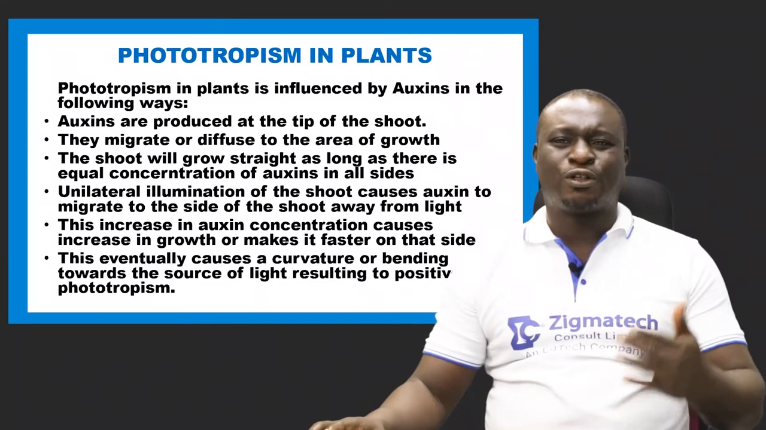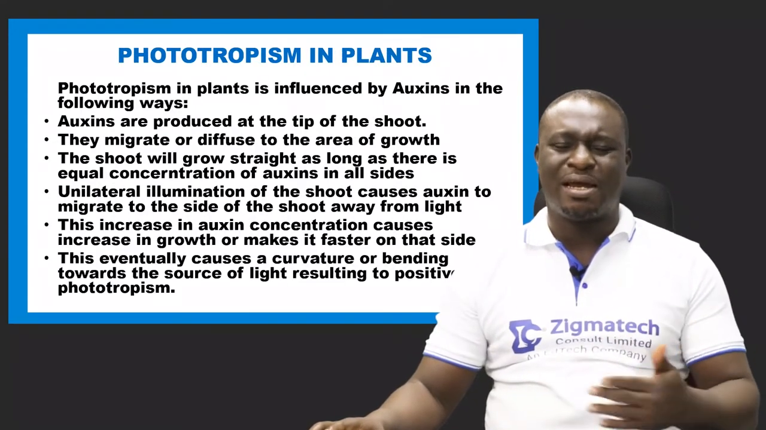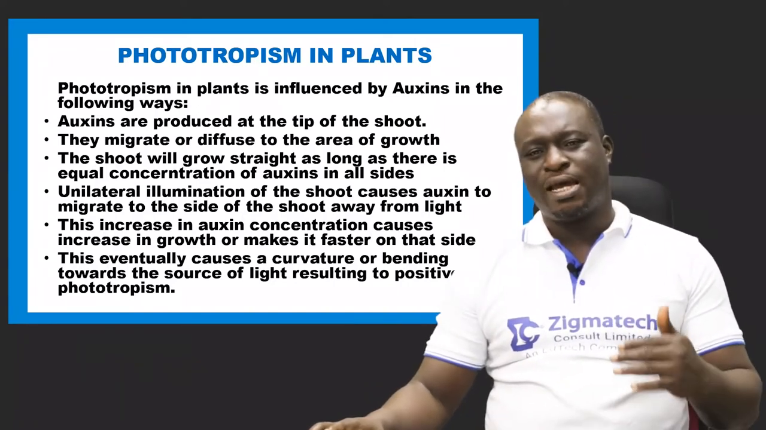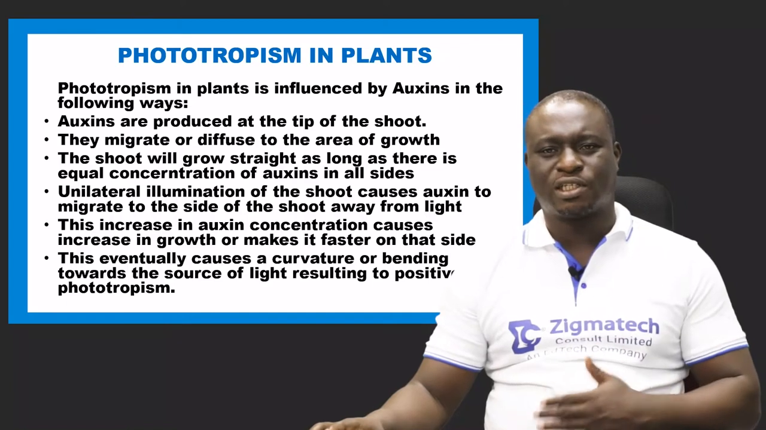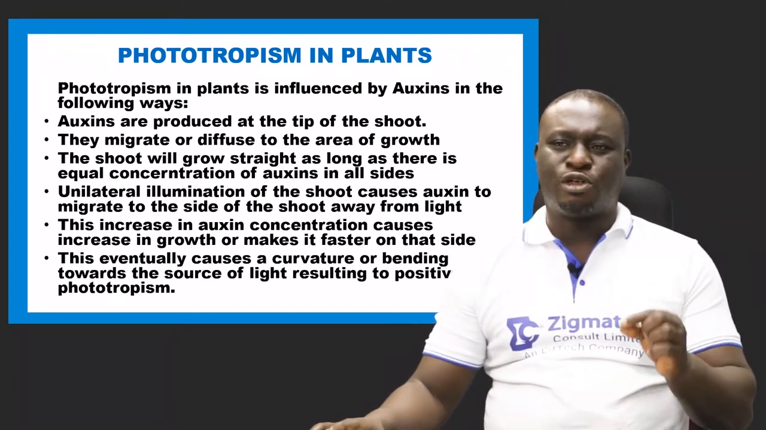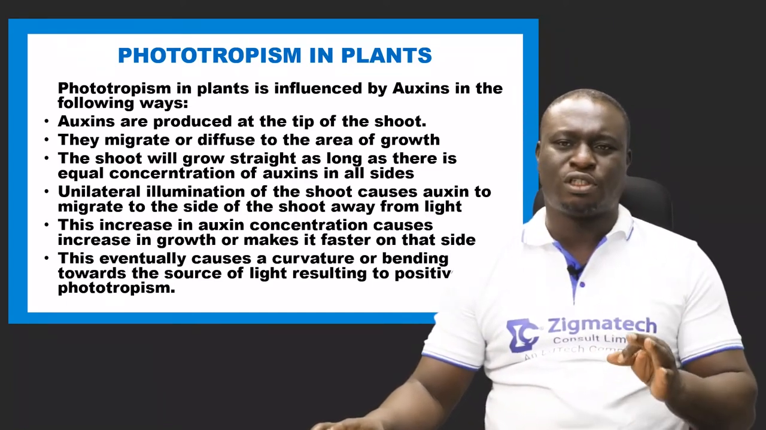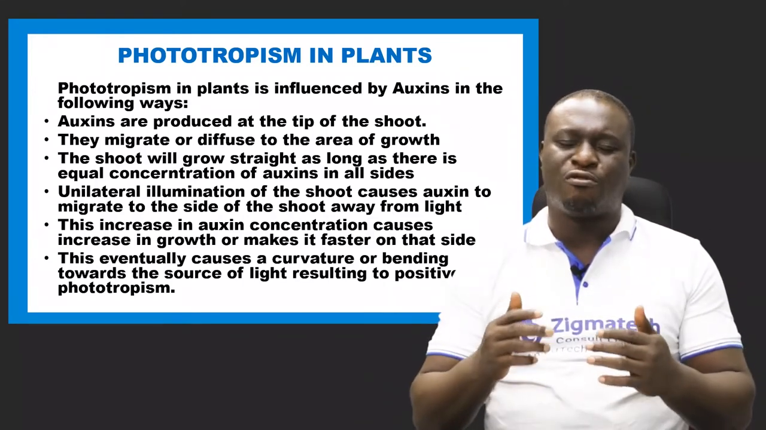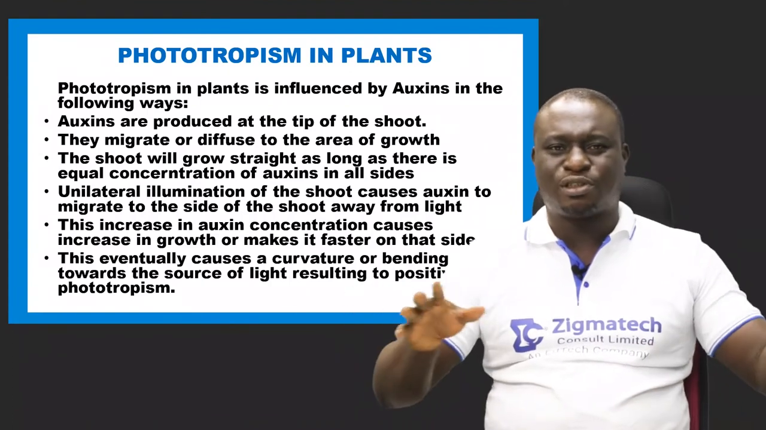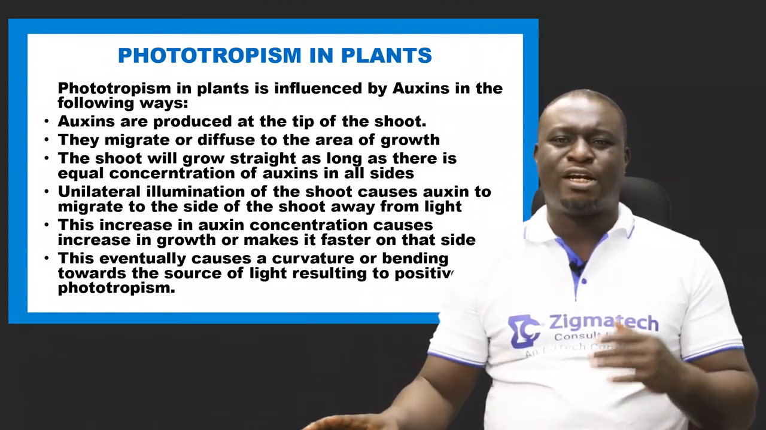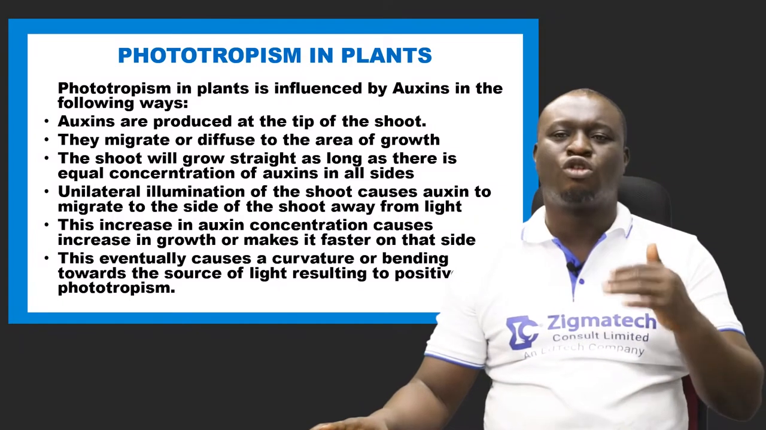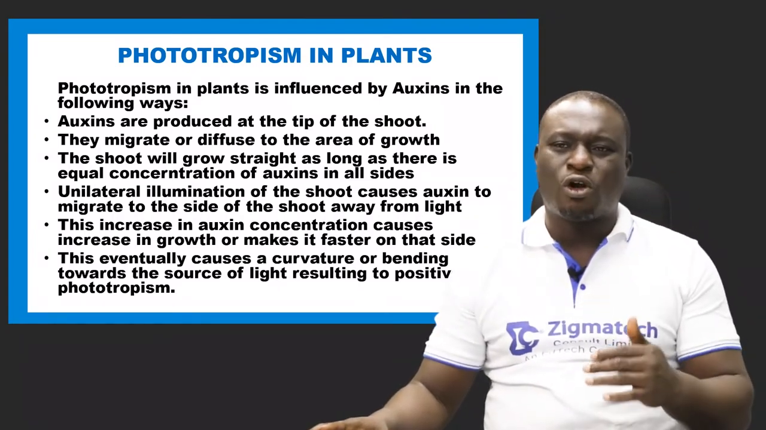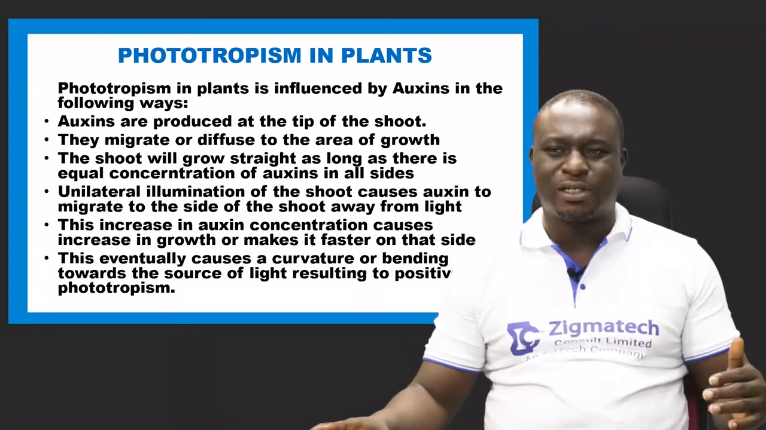Now, how do auxins influence tropism in plants? We have the following stages. Number one, auxins are produced at the tip of the shoots. Number two, they migrate or diffuse to the area of growth, which is at the root tips and the shoots. And number three, the shoot will grow straight as long as there is equal concentration of auxins on all sides.